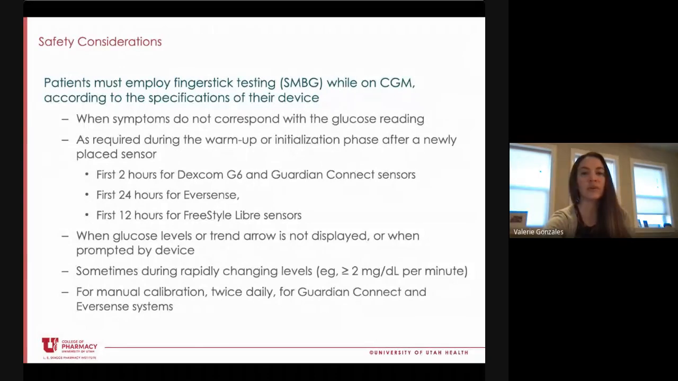So even though these devices are intended to replace fingerstick testing for therapy decision-making, they do not entirely eliminate the need to do that occasionally. Self-monitoring is required during the use of any CGM device when symptoms do not correspond to the sensor measured glucose reading, during the warm-up or initialization phase of a newly placed sensor, or when glucose levels or the rate of change arrow are not displayed.